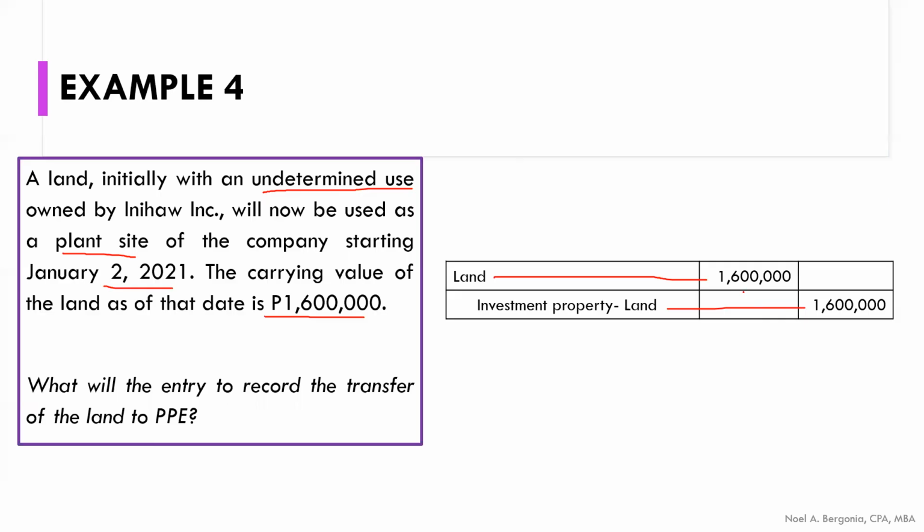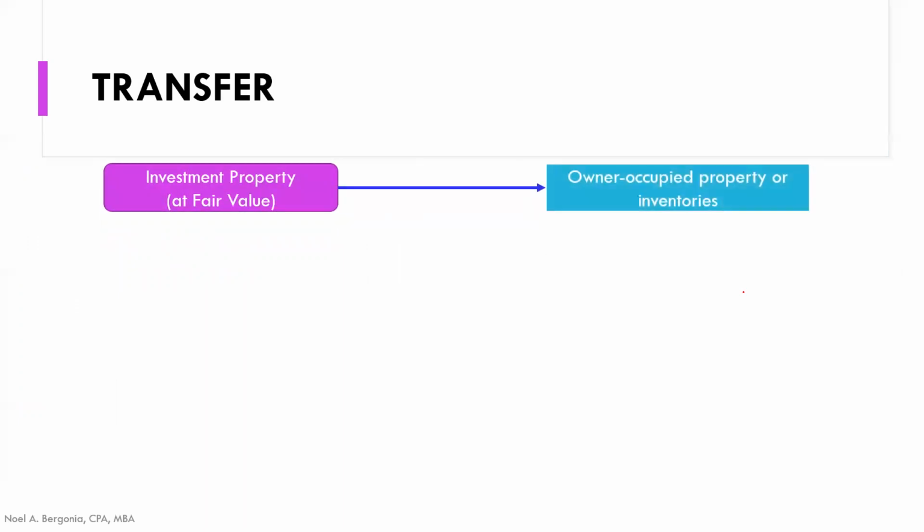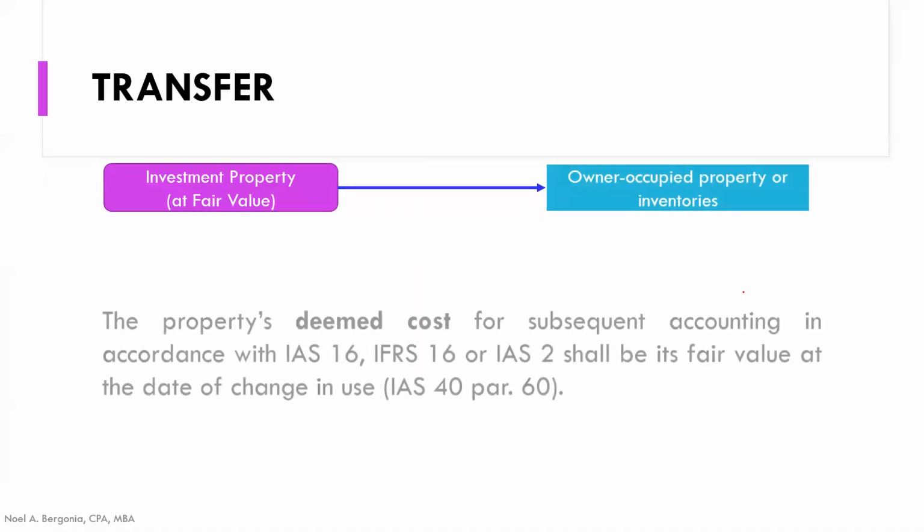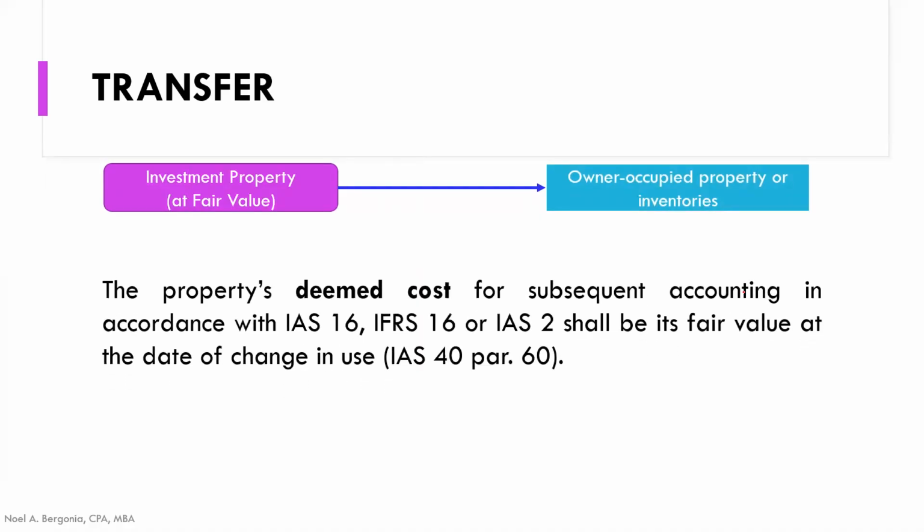All right, so next would be, what if there was a transfer from investment property to owner-occupied property or inventories? Ang sabi po, the fair value at the time of change of use will be the property's deemed cost for subsequent accounting in accordance with IAS 16, IFRS 16, or IAS 2 for inventories. So ayun po. So the fair value, na pinaka-latest fair value at the date of change ng use, should be used as the cost of this property, owner-occupied or inventories.